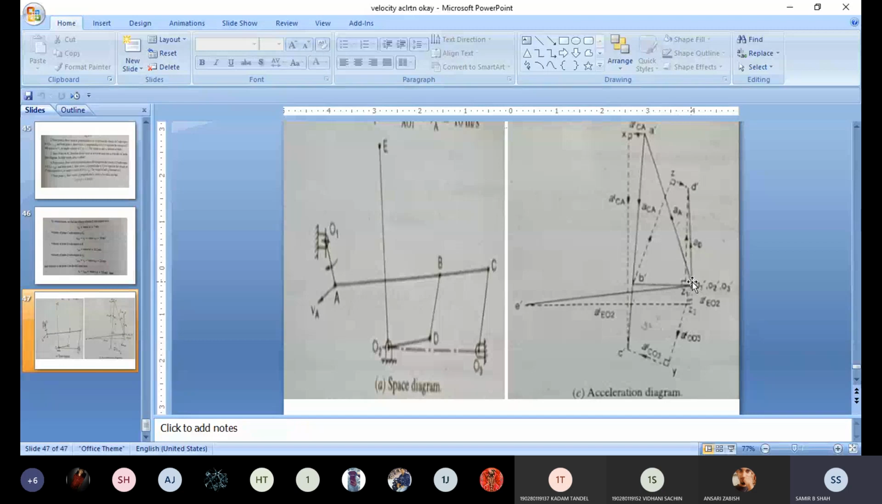Okay, so after that join O2 dash with D dash. So this is the acceleration of O2D, acceleration of D also, you can consider. Okay. Now we have already finished the acceleration of O1A, AC, point B, O3C, BC, and link O2D. Now we focus on O2E. As we mentioned earlier, for the velocity diagram, we take one.